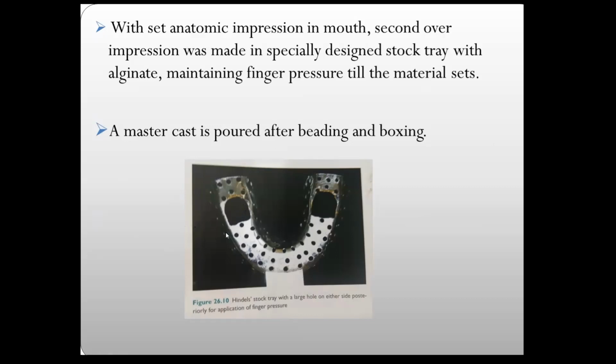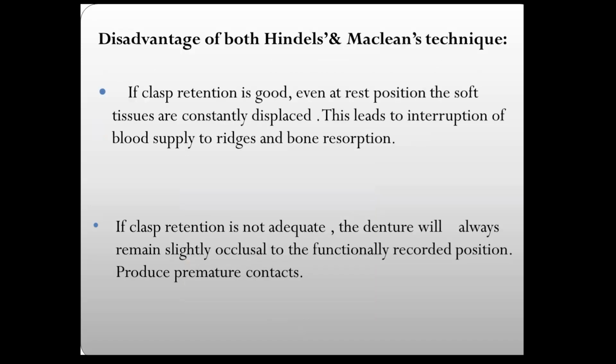posteriorly, so that the finger could apply direct force on the first impression while we are taking the pickup impression. And once that is set, we remove both the impressions, the first one and the second one. A pickup impression is made and the master cast is poured after beading and boxing.